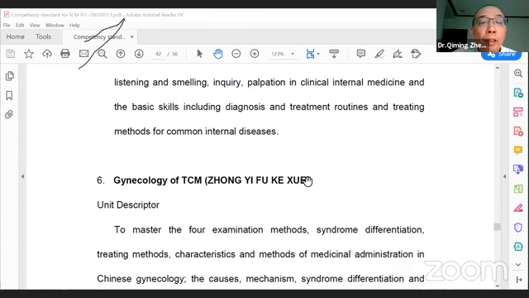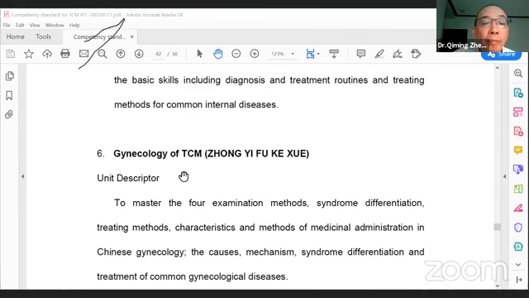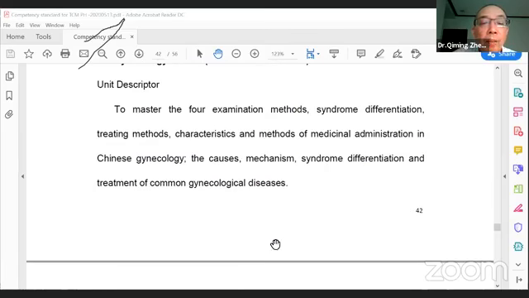The second clinical skill standard is for the gynecology of TCM. The unit descriptor is to master the four examination methods, syndrome differentiation, treating methods, characteristics, and methods of medicinal administration in Chinese gynecology. The causes, mechanism, syndrome differentiation, and treatment of common gynecological disease.